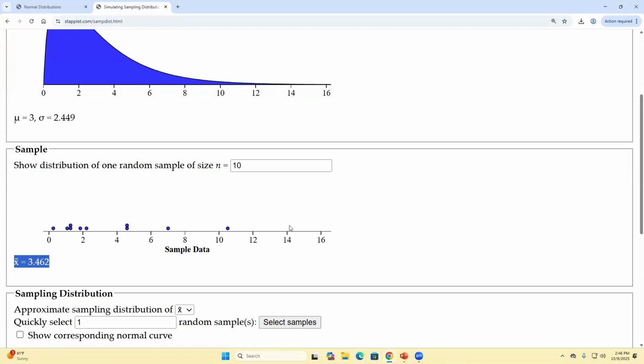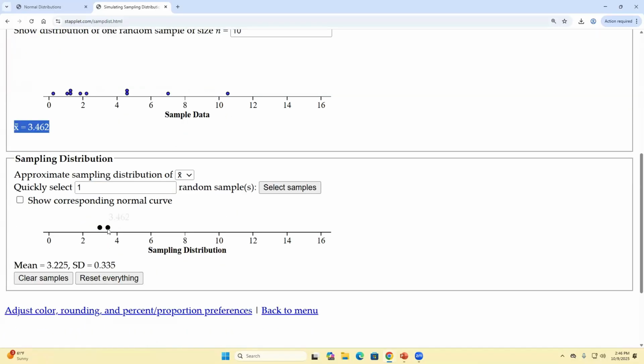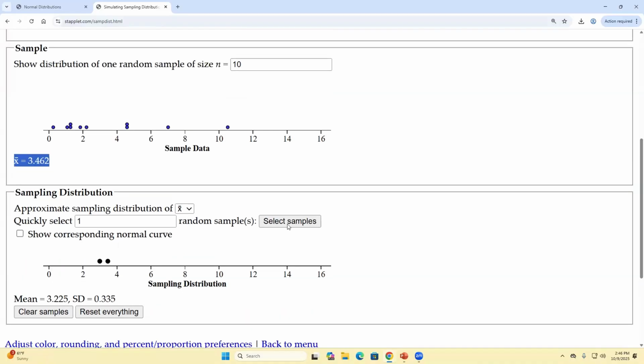But notice that, again, we've taken this sample, and now that we have this new sample mean, it gets added here to our sampling distribution. So now we have two means in our sampling distribution. All right, so we're going to do it again. Let's try it for a third time. We select a new sample.